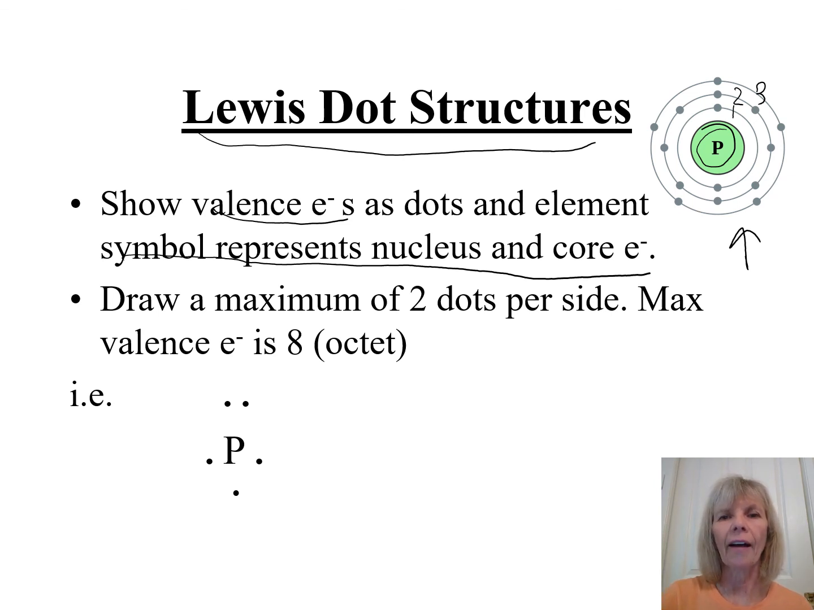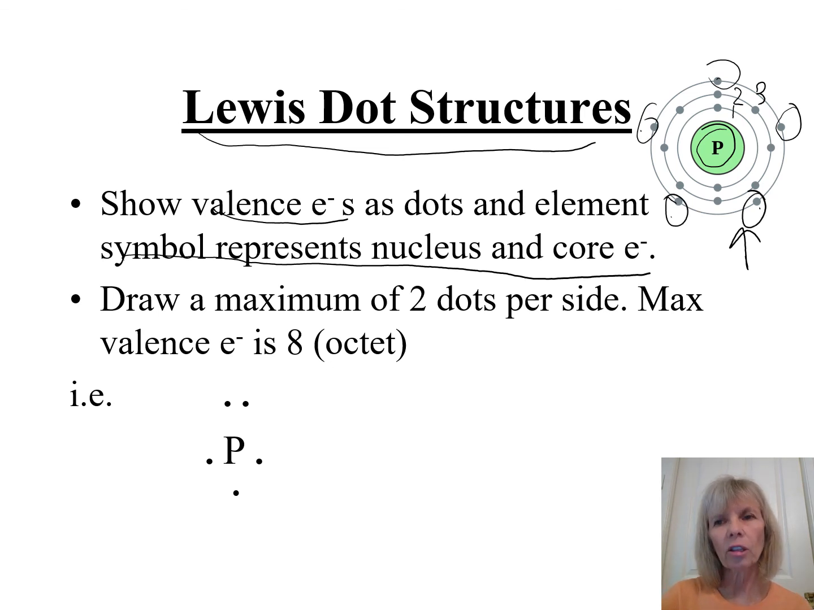So you're going to write the element symbol, P, to represent the nucleus and the core electrons. And then the valence electrons for phosphorus, we have a total of 1, 2, 3, 4, 5. Go ahead and circle our valence so we can see. We have 5 valence electrons.